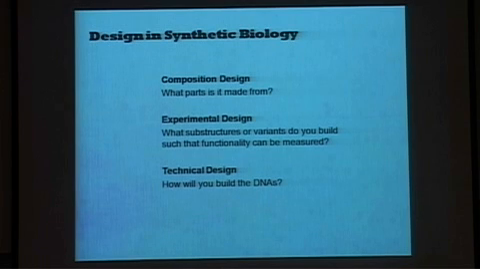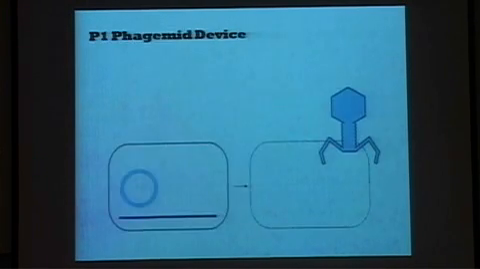And then you have a few talks where you hear about technical design, how you build the DNA. So that's what Jason was telling us about. That's what the Venter Institute is doing. That is what the B. subtilis work is about. The one that we never seem to talk about is experimental design. That is, how do you design the project such that you're designing substructures or variants that all have functionality that can be measured? And I think this is an important part of how you efficiently go about getting to the desired products in synthetic biology.